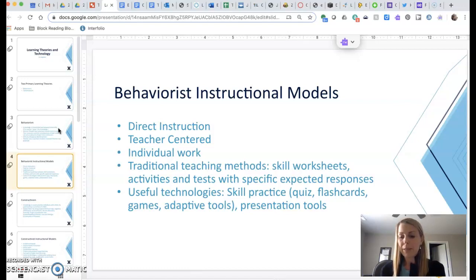So this might be skill worksheets where there's a correct answer, or a test with a correct answer. So you would then mark the test yes or no, rather than a more constructive, creative response that takes a different kind of assessment.